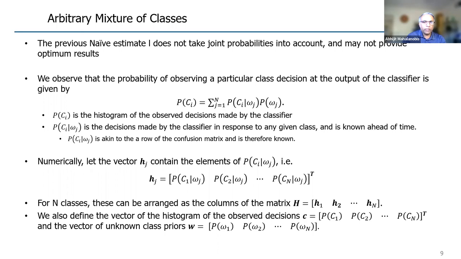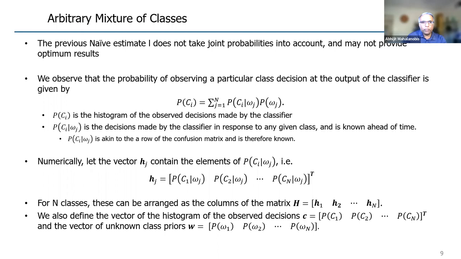So this probability of CI given WJ can actually be measured during training. If you think about it, this class-wise histogram is very similar to the row of the confusion matrix. So when you test your classifier after training, you have an idea of what the distribution of errors is going to be. You know the ground truth, and you know how many errors are being made for every class. So you have this ahead of time.